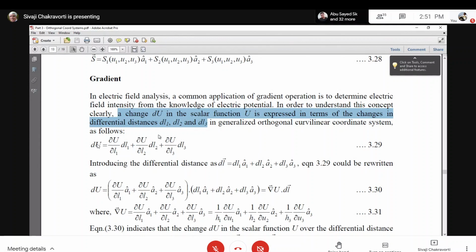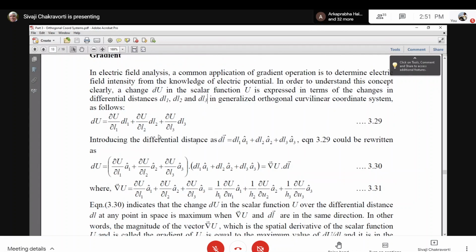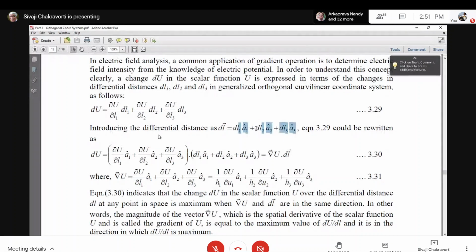So we write that du, which is the differential change in the scalar function, will be the first order derivative into dl1, first order derivative into dl2, first order derivative into dl3. This is quite a standard representation in terms of the first order derivative. Now we are saying that the dl vector has three components, as we have already discussed. In equation 3.29, there is no vector operation. This is just plain and simple getting a differential change with the help of the first order derivative of that scalar function.